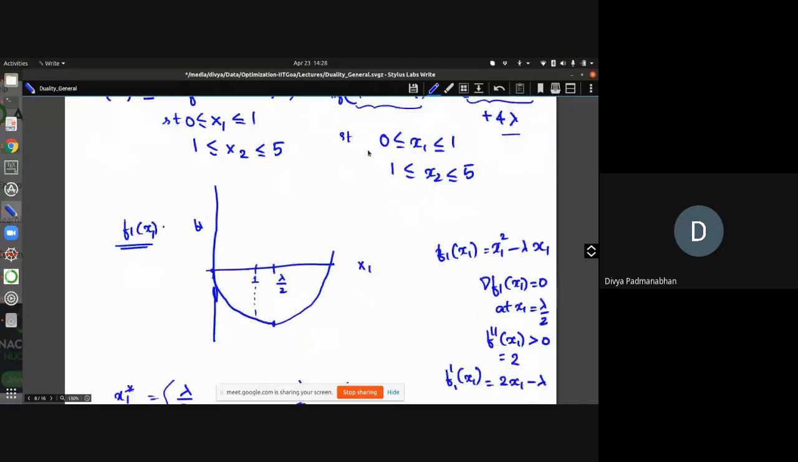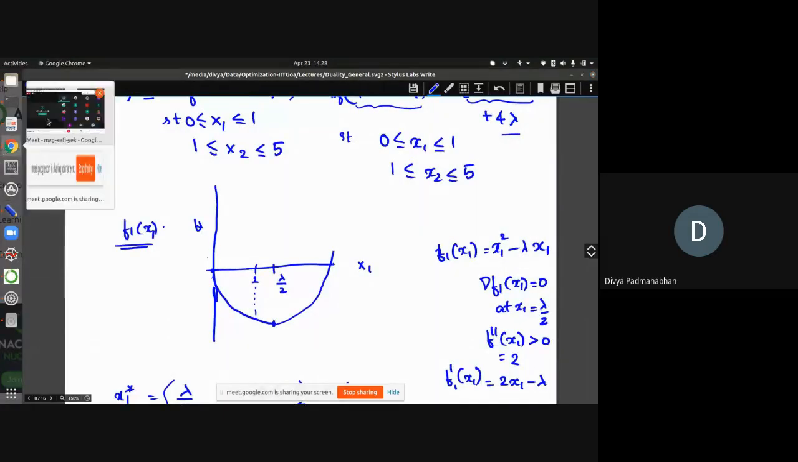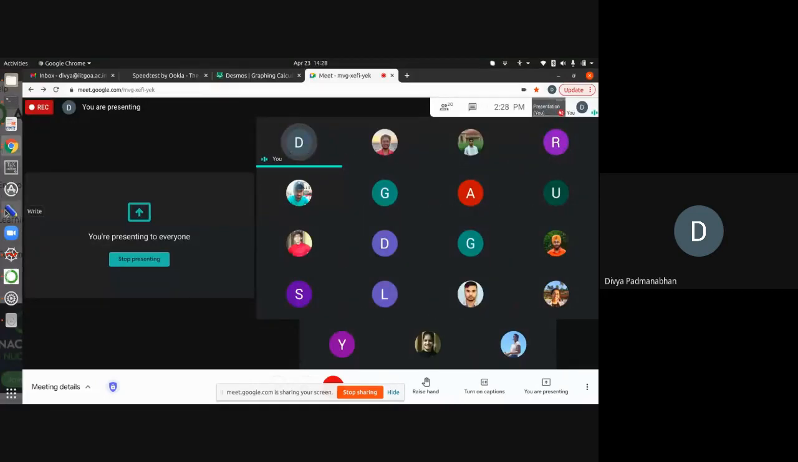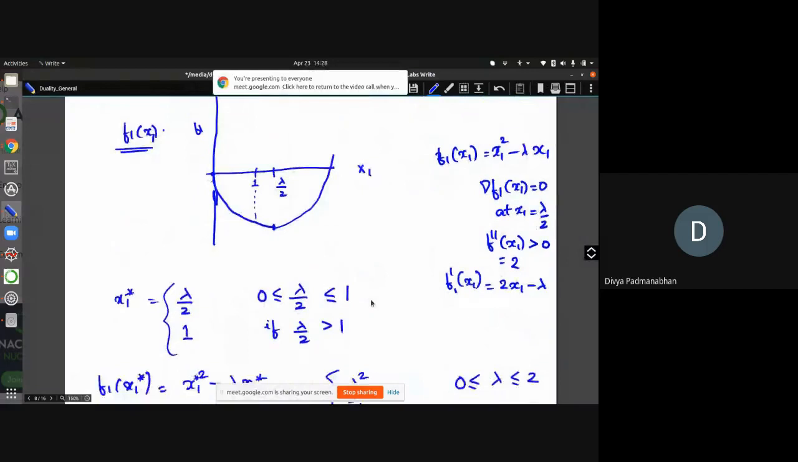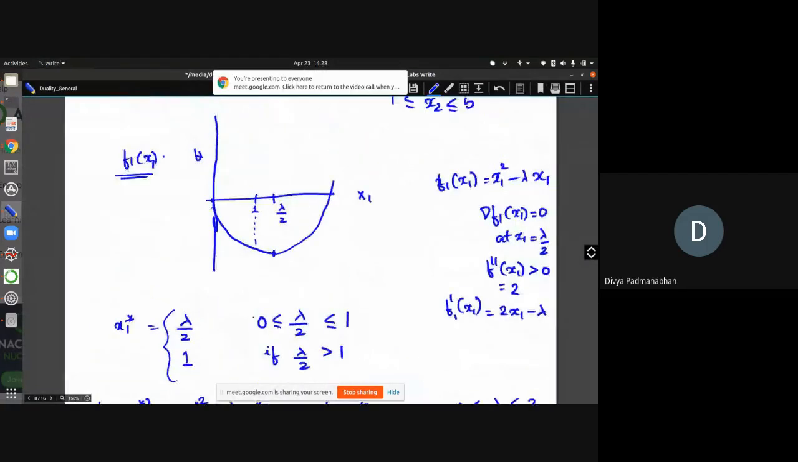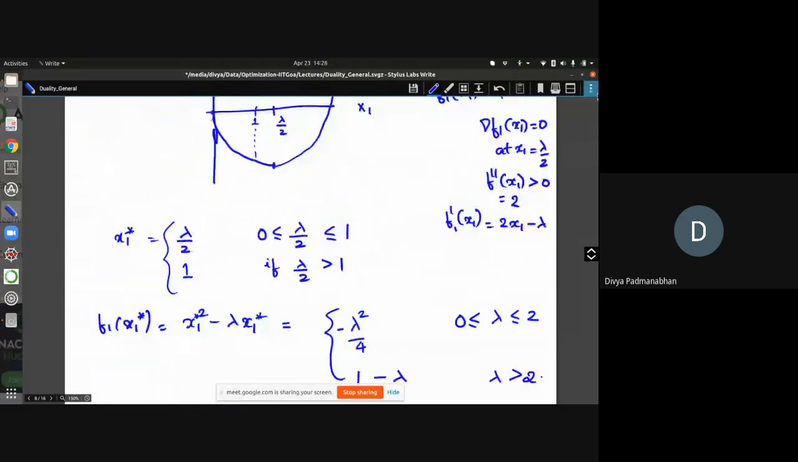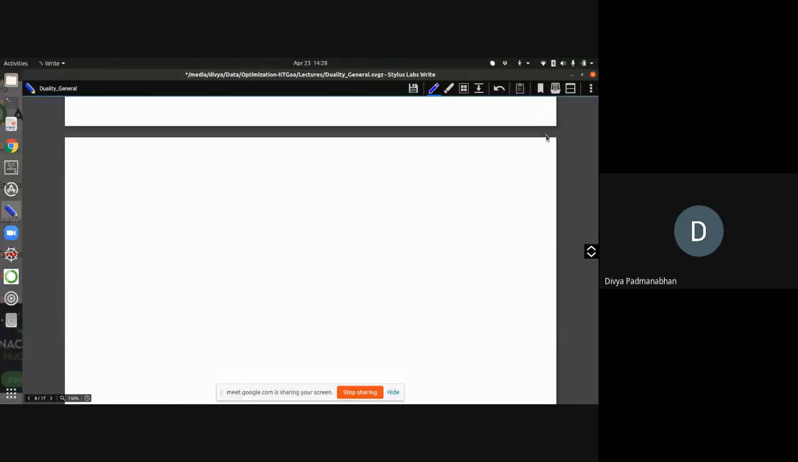Are there any questions up to this point? I know this has been going on, but just stop me if something doesn't make sense. Okay, so this is in terms of f1. Now you need to do the same thing for f2 as well. So let me just start a new page.